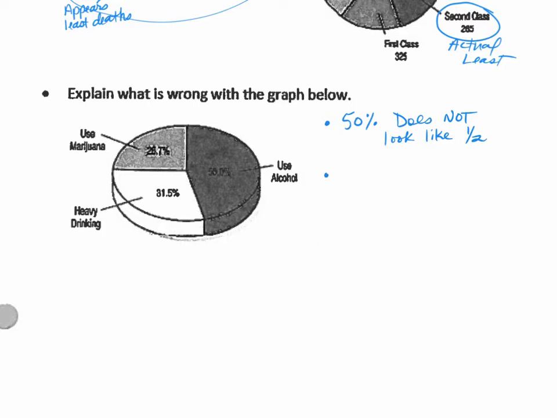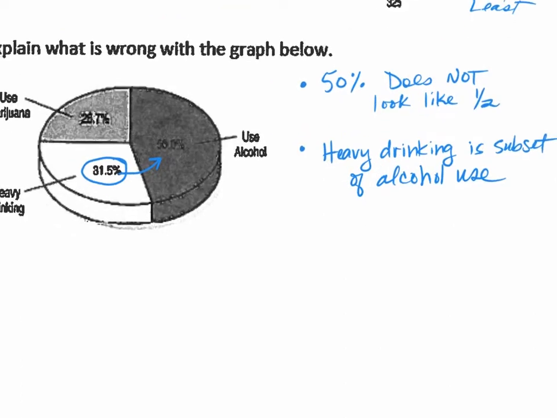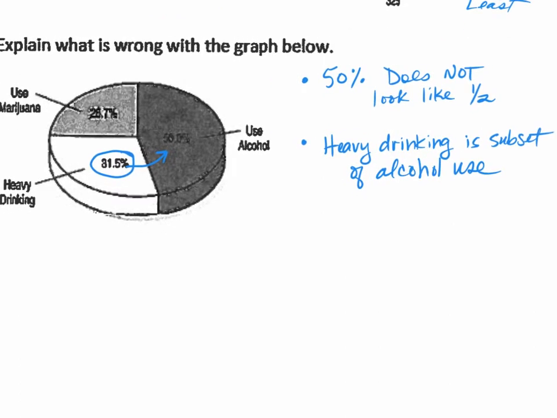Yes? Heavy drinking would be a subset of alcohol. Okay, good. This heavy drinking is a subset of alcohol use. So these 31.5% should be in that alcohol, and so you're going to have some double counting going on there. All right, and then another one I thought I heard. It doesn't add up to 100. Yep, it does not add up to 100%.